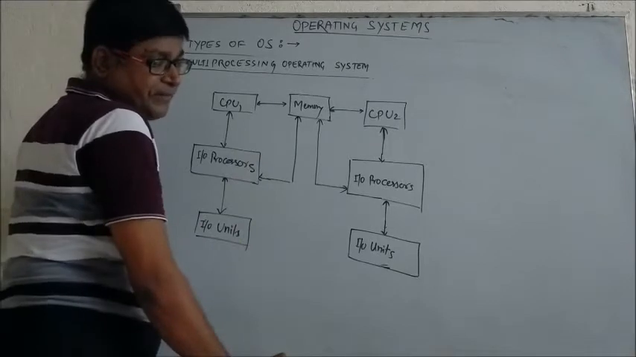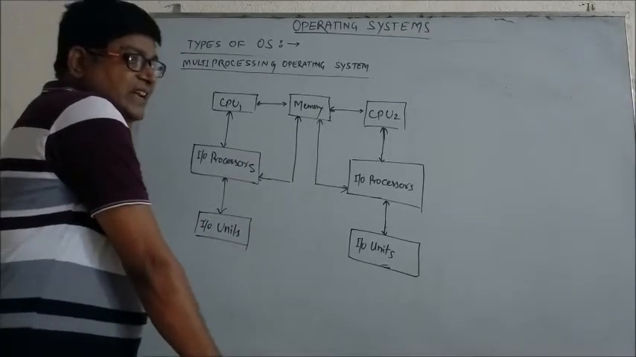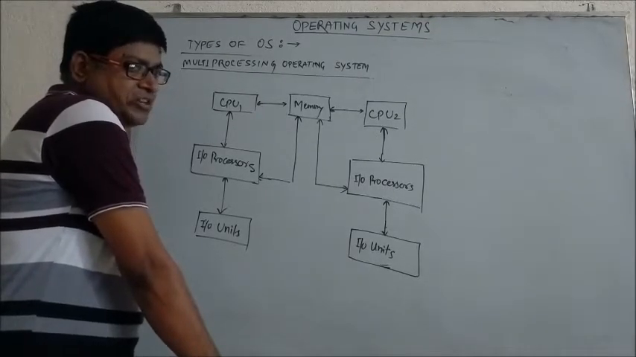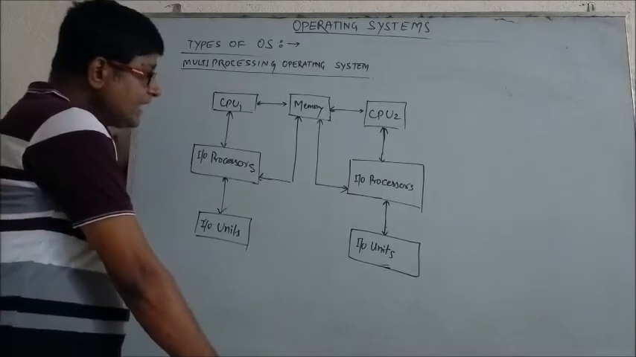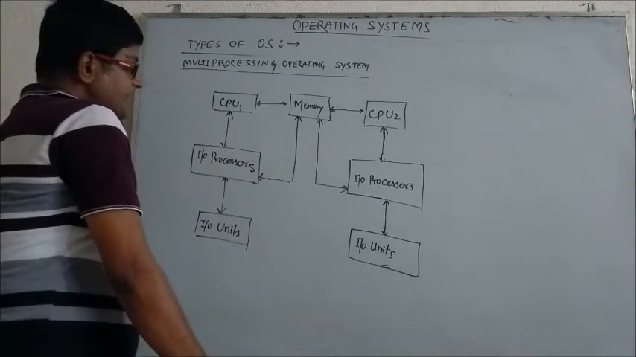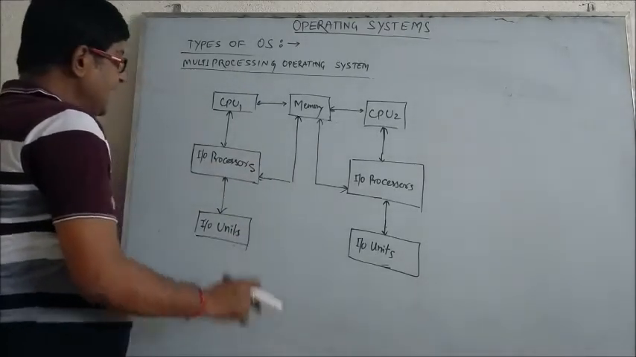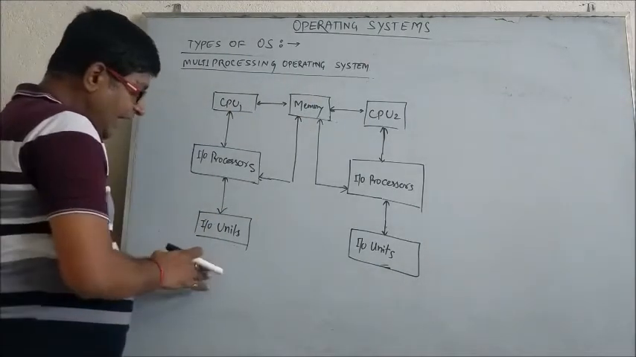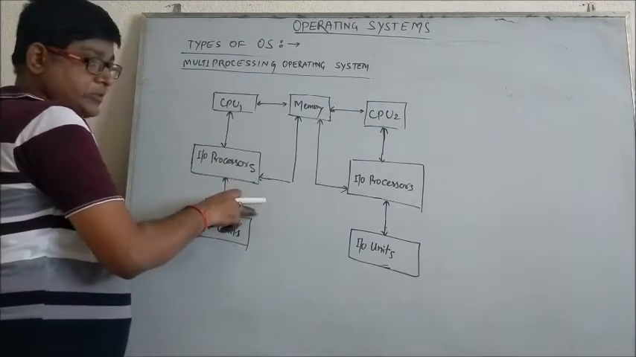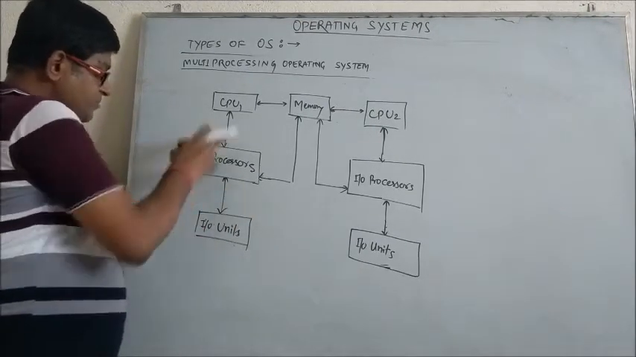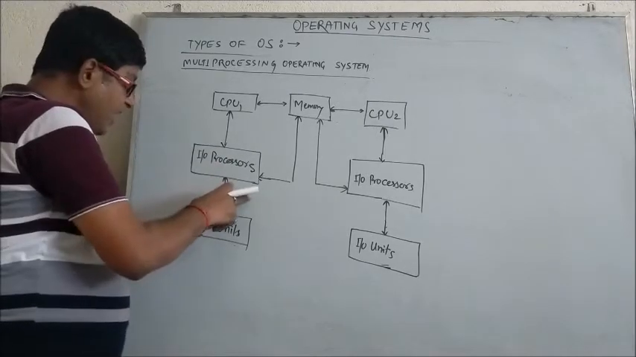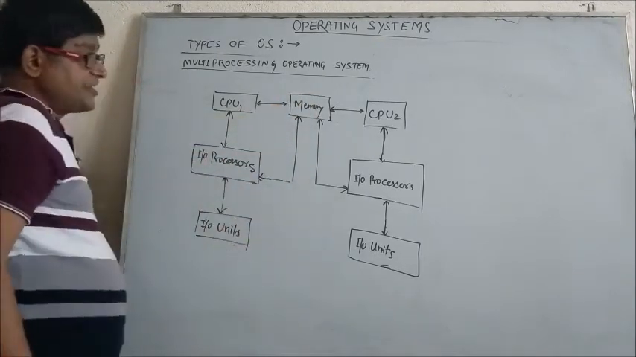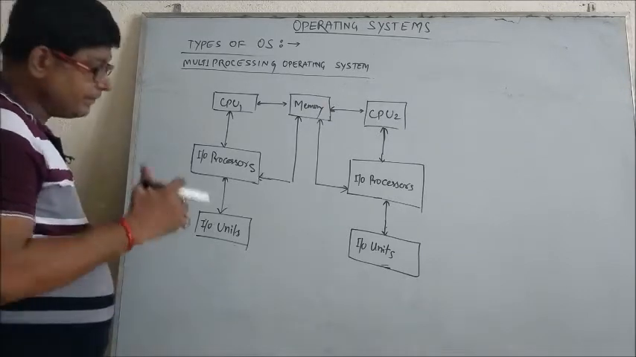These CPUs are directly connected with memory. This memory is known as your main memory, and since main memory is shared with so many things, main memory is known as shared memory also. So two CPUs are directly connected to your shared memory, and these CPUs are also connected with IO units through IO processors. So CPU can interact with the IO unit with the help of IO processors, and these IO processors are also connected with the shared memory or main memory directly.